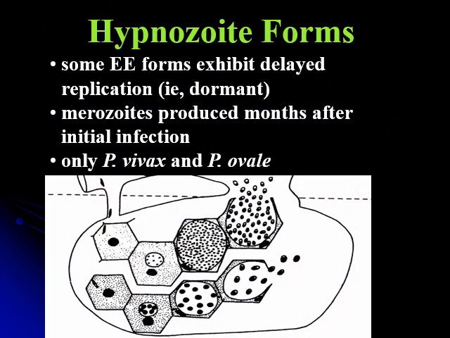We have the hypnozoite form. We will notice that in certain species, especially Plasmodium vivax and Plasmodium ovale, in the exoerythrocytic cycle some sporozoites exhibit delayed replication, as if dormant. They stay dormant and do not complete the life cycle, but after months or years they will produce merozoites. So we call them hypnozoites.